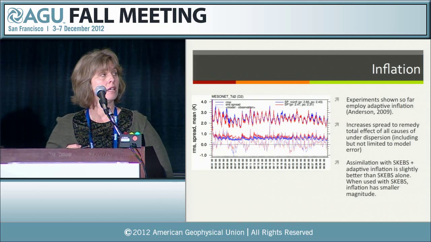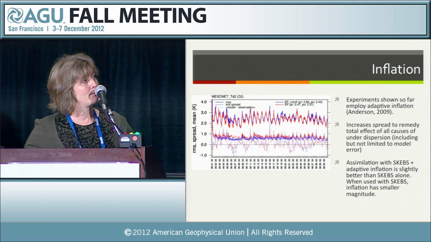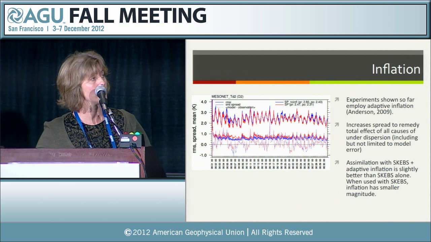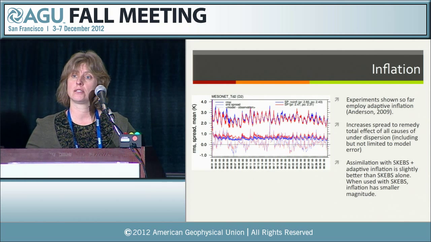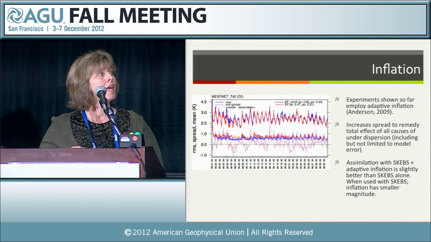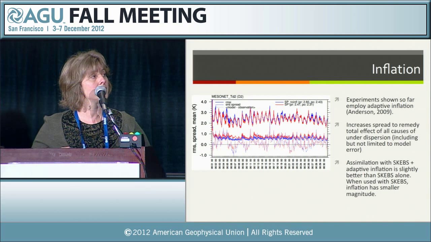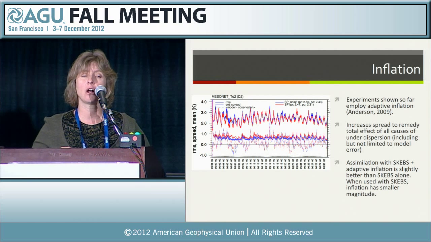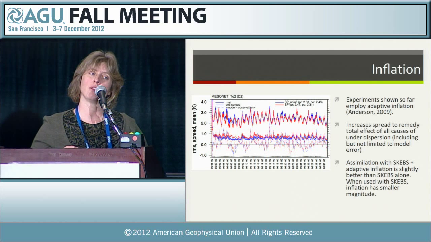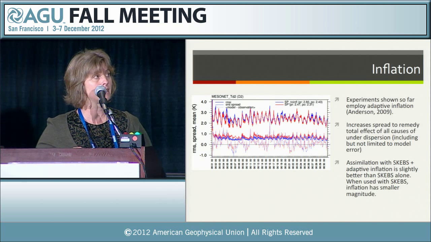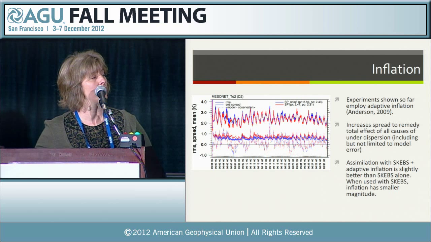Finally, a word about inflation. All experiments shown so far employ adaptive inflation to prevent the collapse of the ensemble system. This inflation has been described, it's part of the DART system in Anderson 2009. It increases the spread to remedy the total effect of all causes of underdispersion. And this includes, but is not limited to, model error. It is also to account for sampling error, in the sense that there are regions where the observations might over-constrain the analysis, like near airports and close to cities where there's lots of data available.